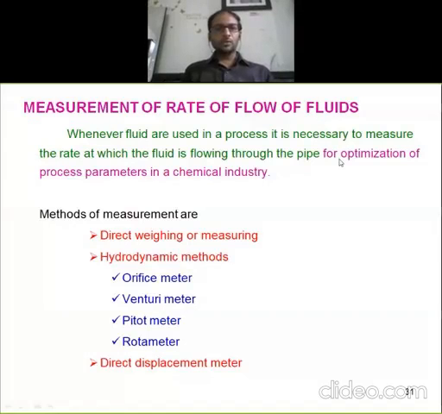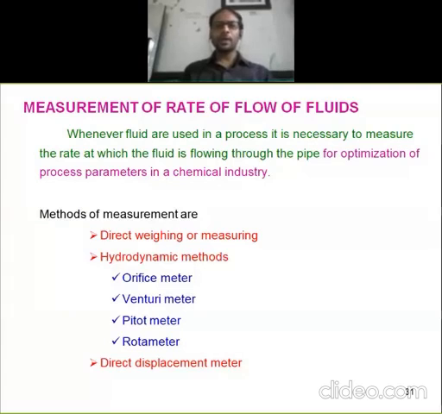So in this lecture we are dealing with the measurement of the rate of flow of fluids. Whenever fluids are used in a process, it is necessary to measure the rate at which the fluid is flowing through the pipe, tube, or water line, for the optimization of process parameters in the chemical industry, pharmaceutical industry, whatever it may be. Okay, why is it important?